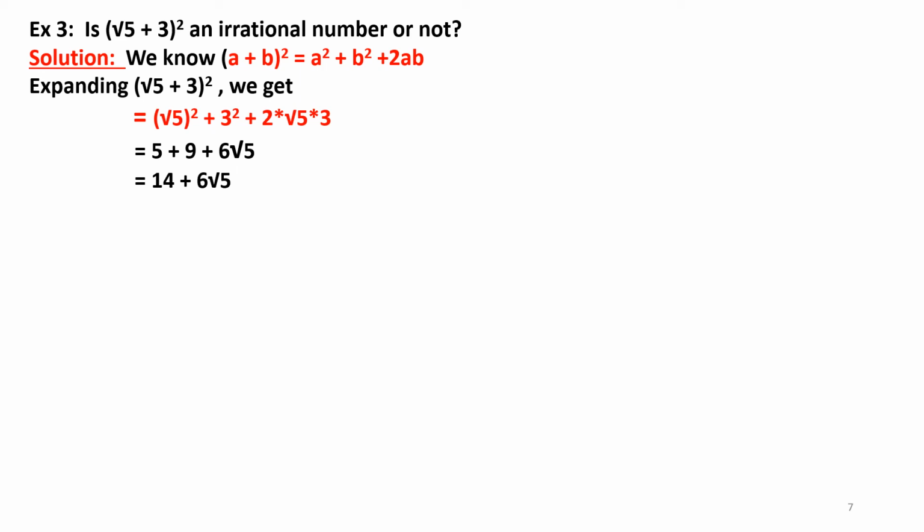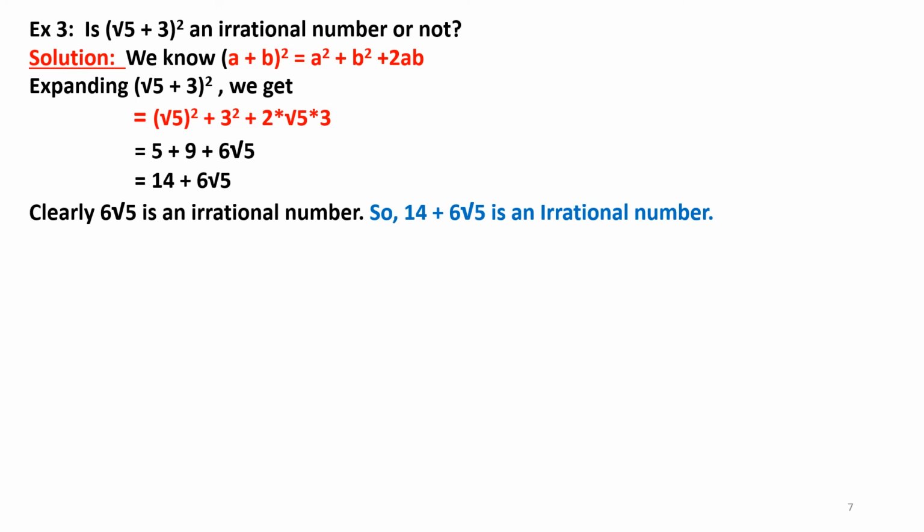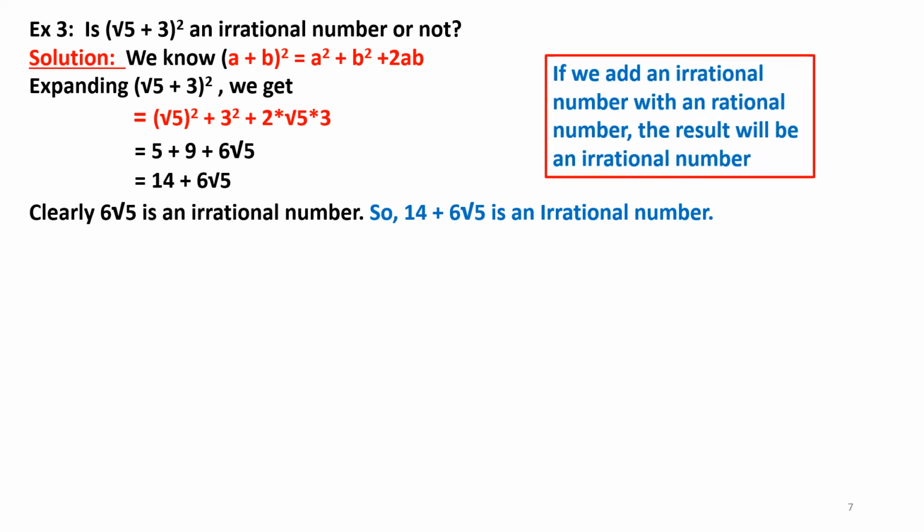Root 5 is an irrational number. So 6 root 5 is also an irrational number. When we are adding 14, which is a rational number, to it, again we will get an irrational number. Clearly 6 root 5 is an irrational number. So 14 plus 6 root 5 is an irrational number. If we add an irrational number with a rational number, the result will always be an irrational number.